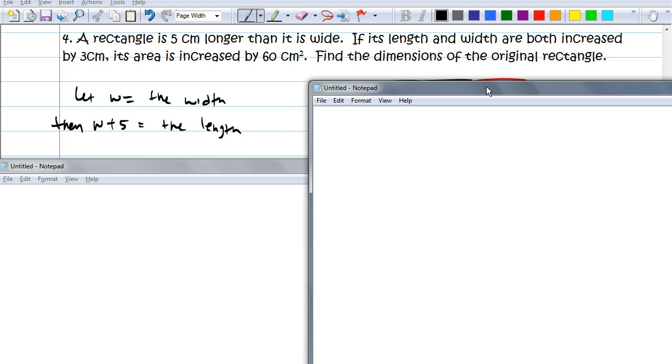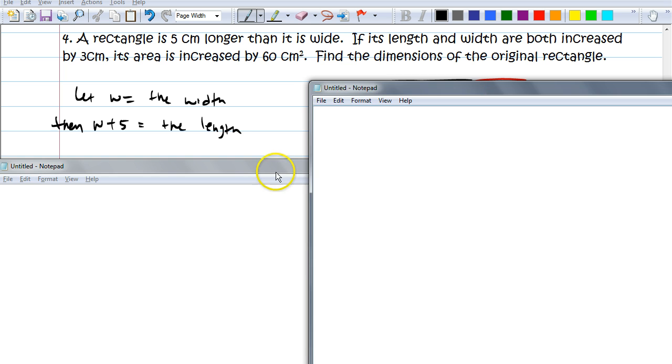Rania, where do I get this from? W equals the width, and then W plus 5 equals the length. Which part of the problem? Can you read it? The rectangle is 5 centimeters longer than its width. Yeah, the very first sentence tells us that the rectangle is 5 centimeters longer than it is wide.